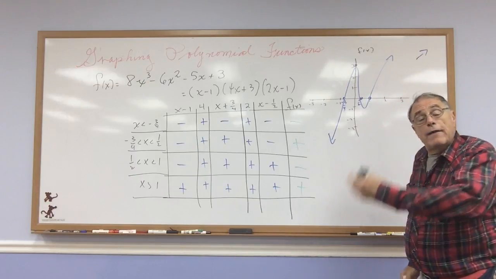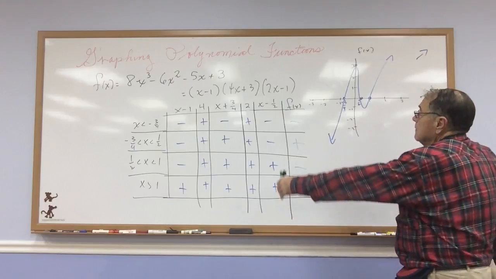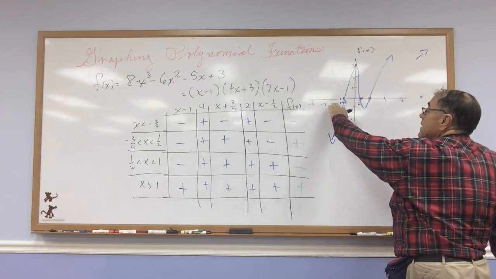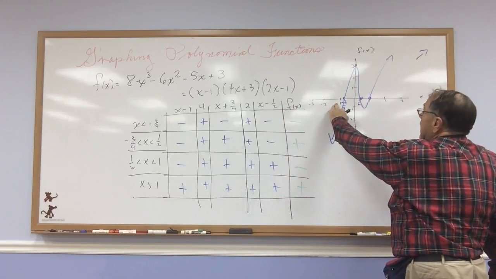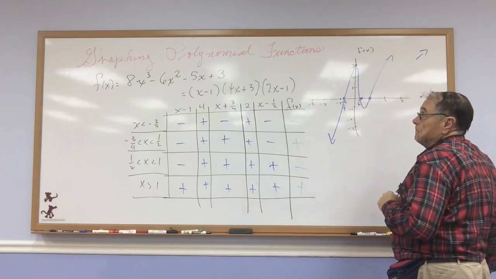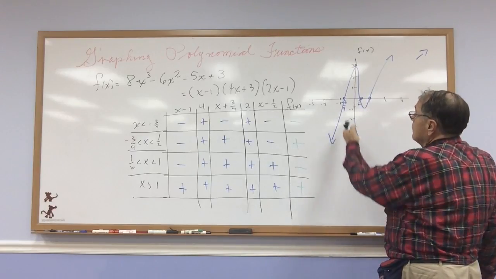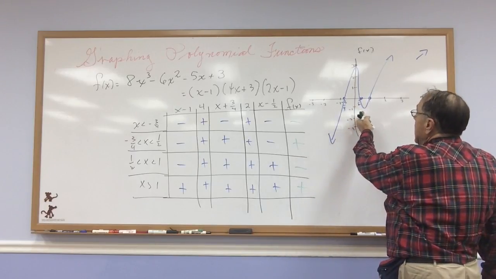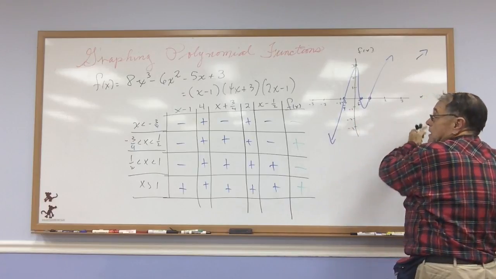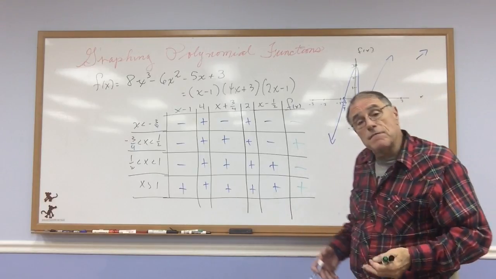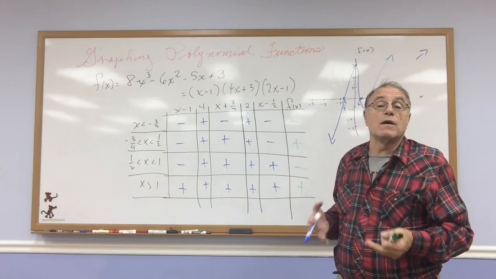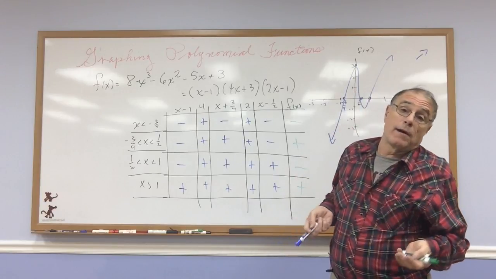Where I asked, where is the function negative? From negative infinity to negative 3/4, and again from 1/2 to 1. Where is the function positive? From negative 3/4 to 1/2, and 1 to positive infinity. So this if table now allows me to find where the function is positive and where it's negative.